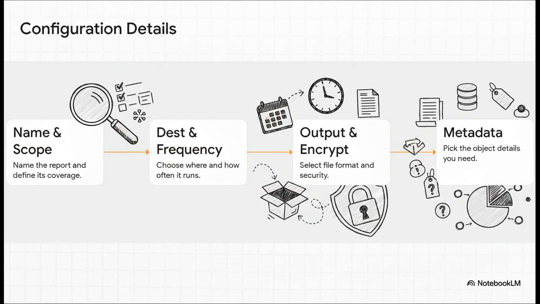When you actually go to create an inventory configuration in the console, it really breaks down into these four logical chunks. You'll give your report a name and decide if it scans everything or maybe just a specific folder. Then you'll point it to that destination bucket we just authorized and set a daily or weekly schedule. And then you get to the really powerful choices, the file format, and the specific details you want to include.